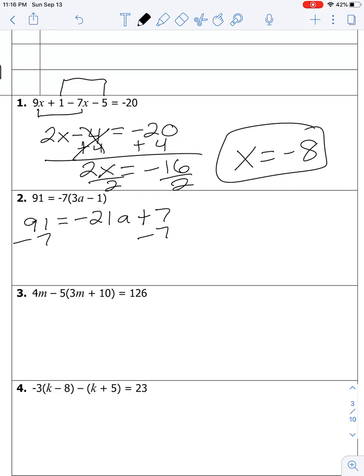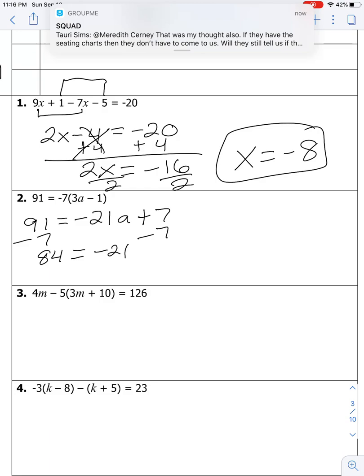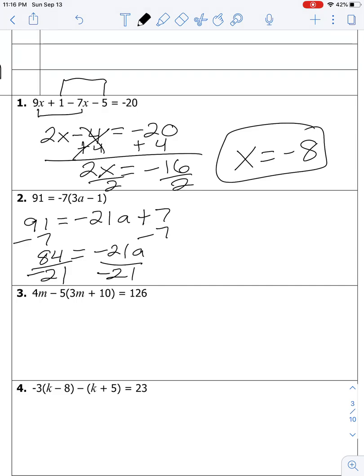91 minus 7, so 91, punch it in. 91 minus 7 is 84, equals negative 21a. Divide by negative 21, and you get a equals negative 4. And that's your answer.